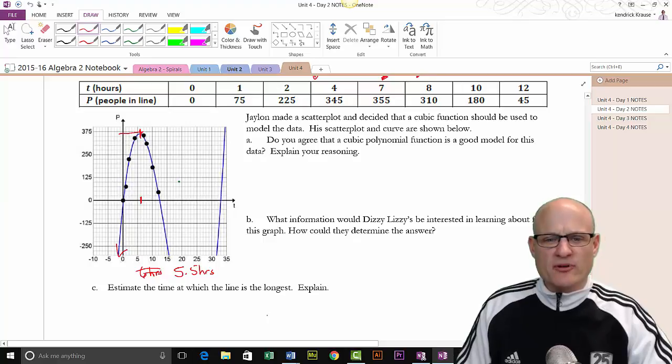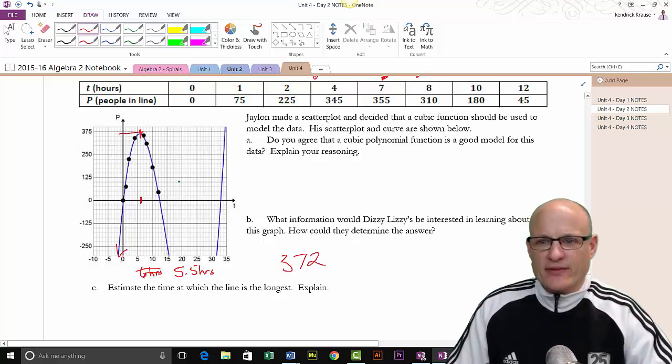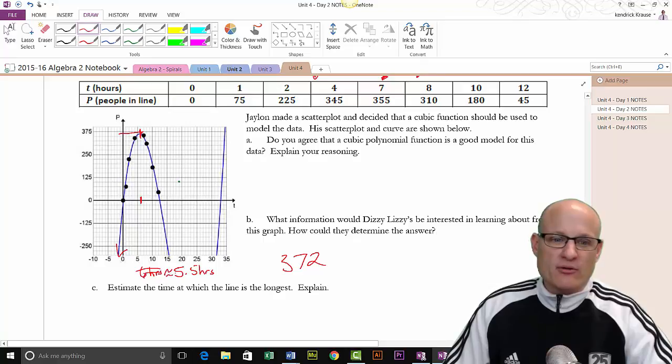Oh, let's be really fun. And I'm going to make 372 people in line. I don't know. It's a guess. It's an approximation. I should put approximately 5.5 hours. And I maximize my number of people in line at approximately 372.